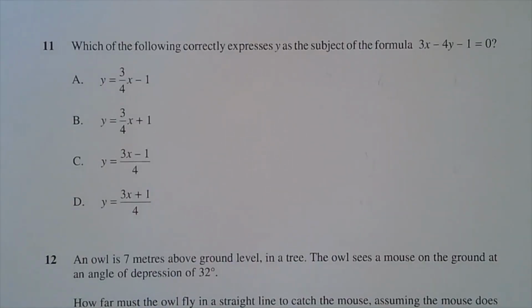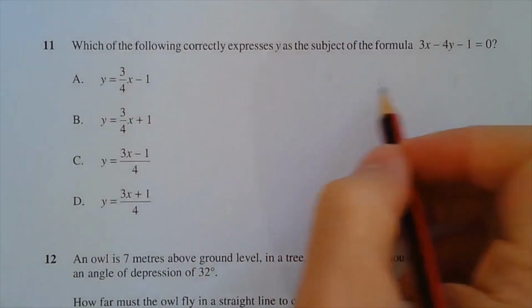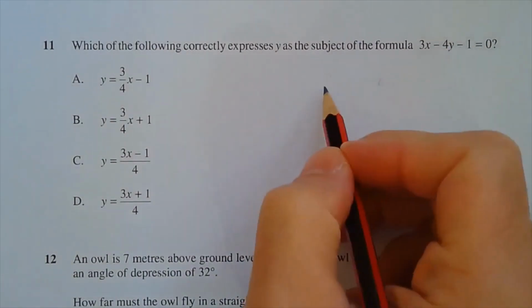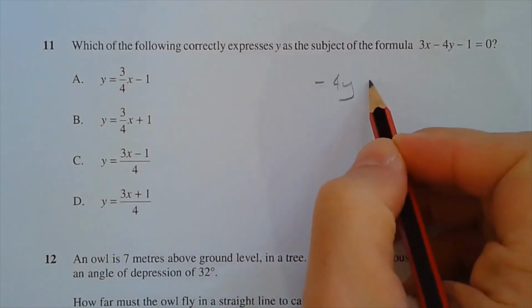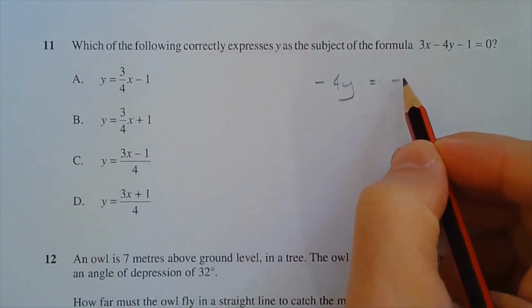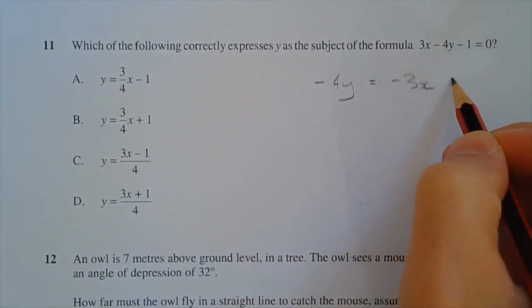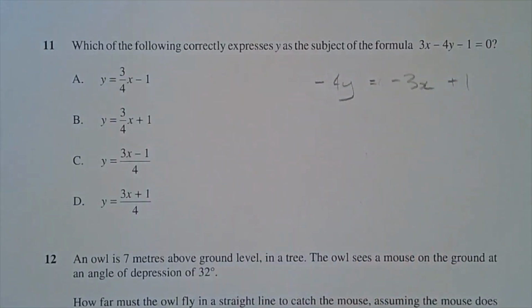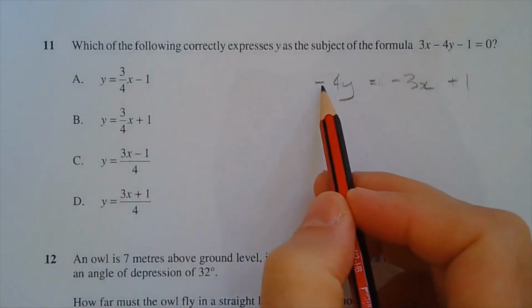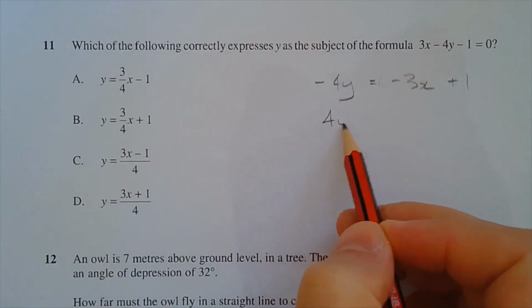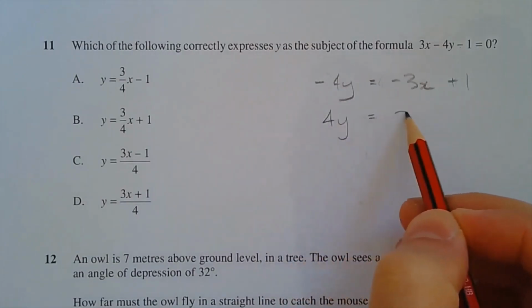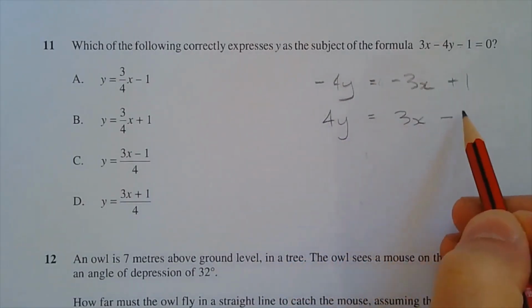Question 11. Which of the following correctly expresses y as the subject of the formula 3x minus 4y minus 1 equals 0? So what we're going to do, we're going to leave the negative 4y alone. Okay. We're going to move the 3x over, so it becomes negative 3x. And we're going to move the negative 1 over to the other side, it becomes positive 1. Next thing we're going to do is we're going to divide by negative 1. So 4y is equal to 3x minus 1.